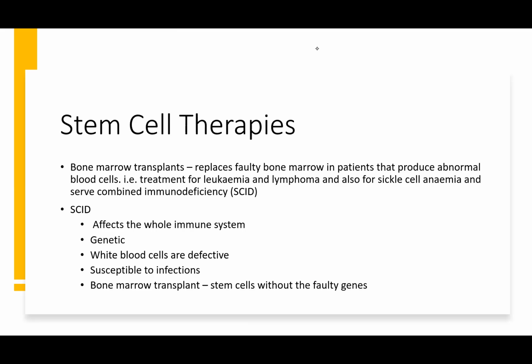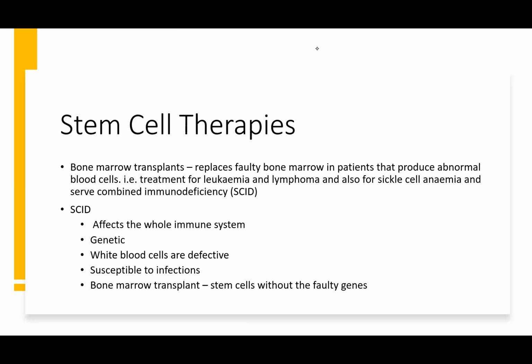So the treatment with bone marrow transplant replaces the faulty bone marrow with the donor bone marrow, and the donor bone marrow contains stem cells without the faulty genes. The issue is that the stem cells in their bone marrow have the faulty gene, so every single new type of blood cell, the white blood cells they make, would be defective. Whereas the new bone marrow doesn't have the faulty genes that cause SCID. These would then differentiate to produce functional white blood cells, and these cells can identify and destroy invading pathogens, so then their immune system functions properly.